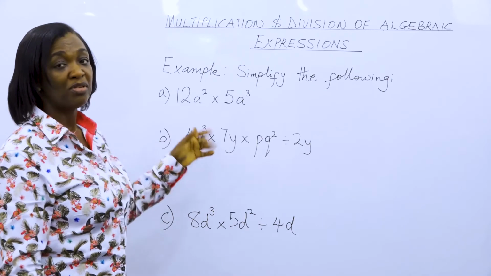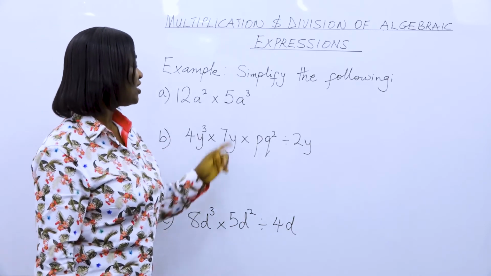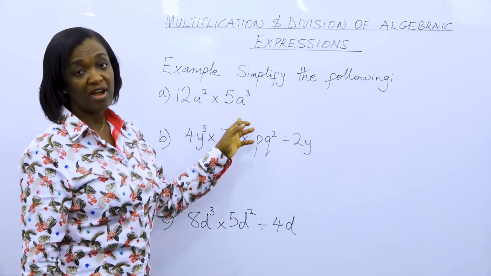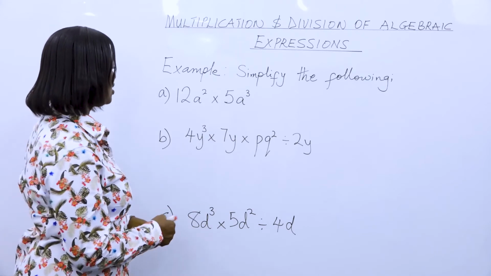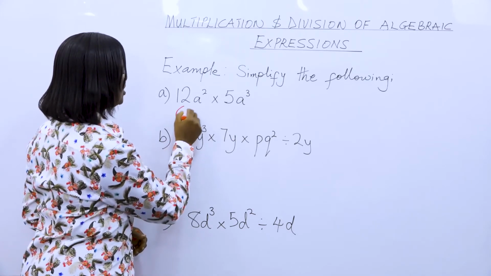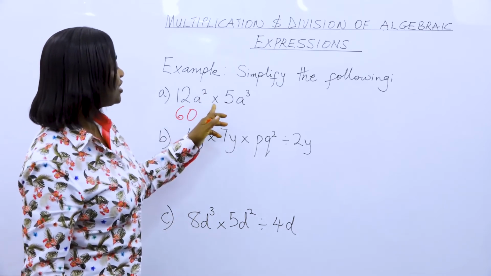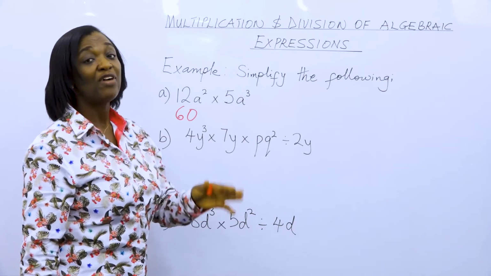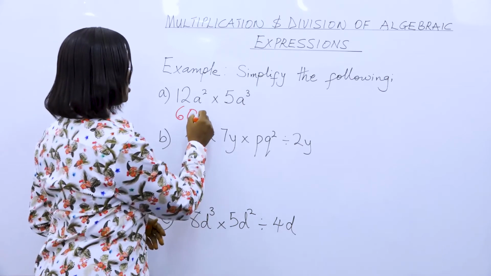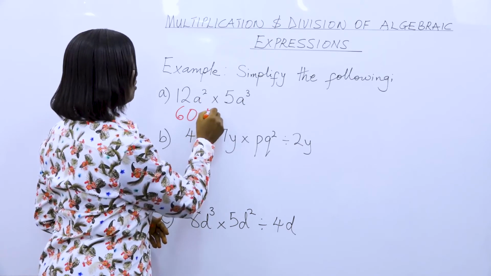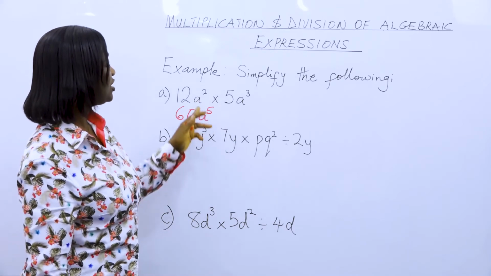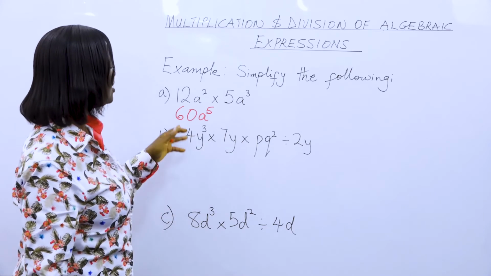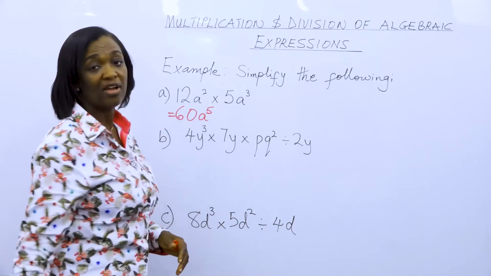In this example, we want to simplify the following: 12a squared times 5a cubed. We'll multiply 12 and 5 to give us 60. So we have 60, a squared times a to power 3 means a multiplying itself 5 times. So the answer is actually a to power 5. What you do with that is you simply add the powers together to get the answer. So the answer is 60a to power 5.